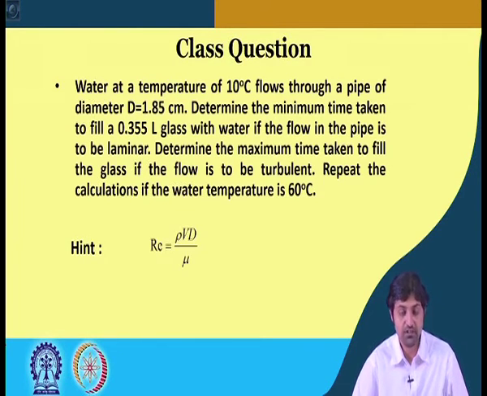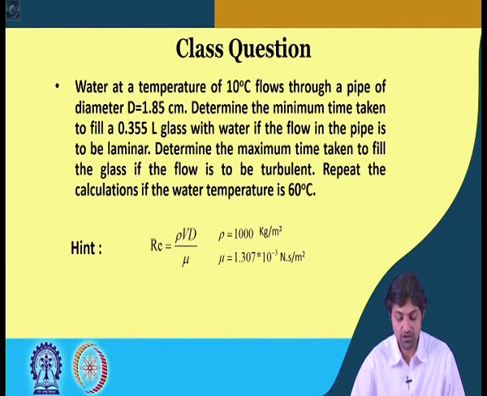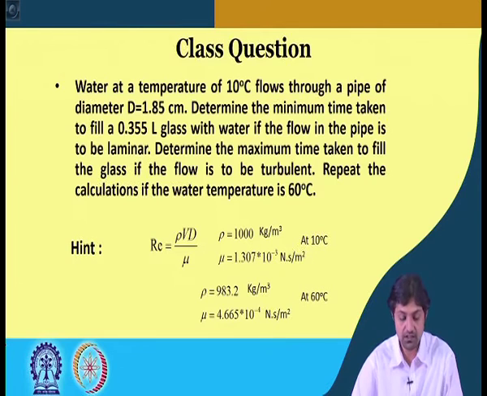What we have been given is that we know the Reynolds number is rho V d by mu. We have also been given the rho and mu at 10 degrees centigrade, and we also have been given the rho and mu at 60 degrees centigrade. So this is all the information that we have for now.